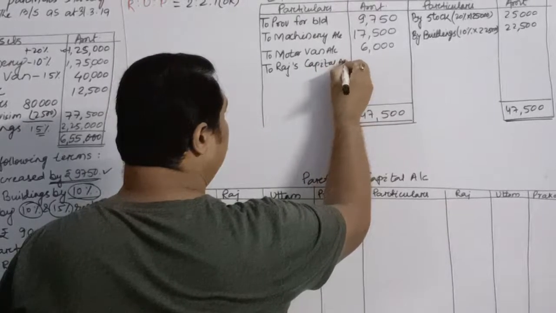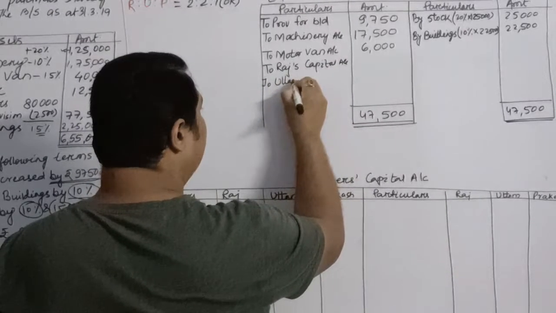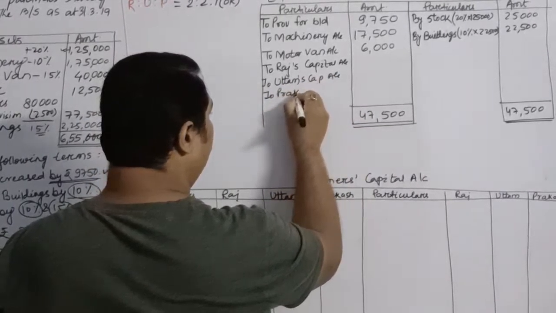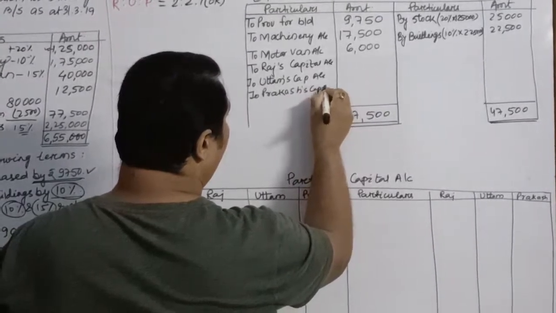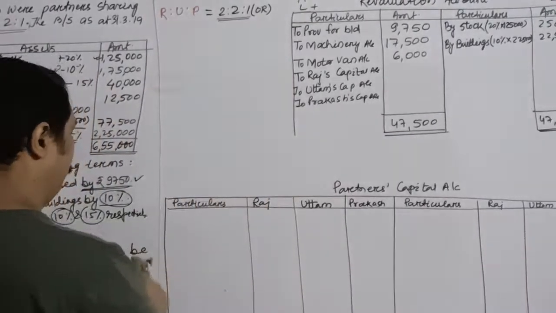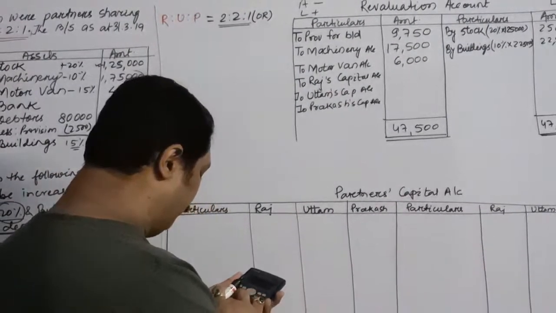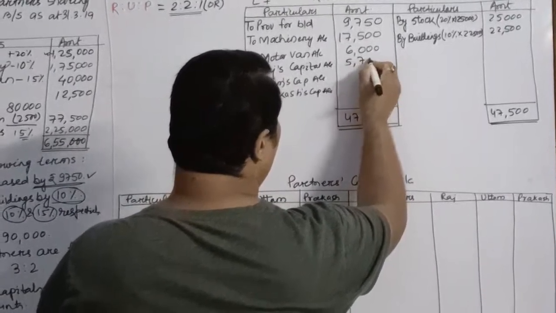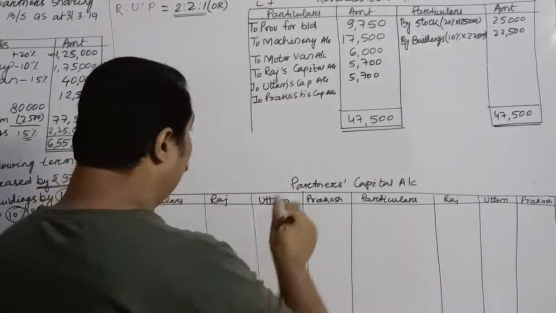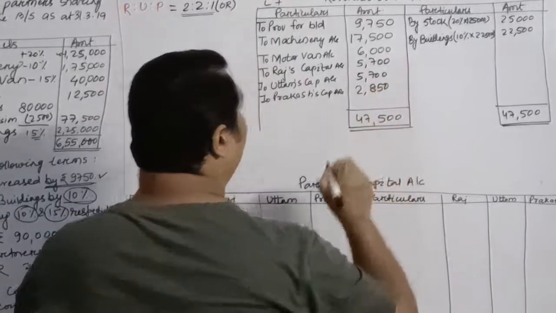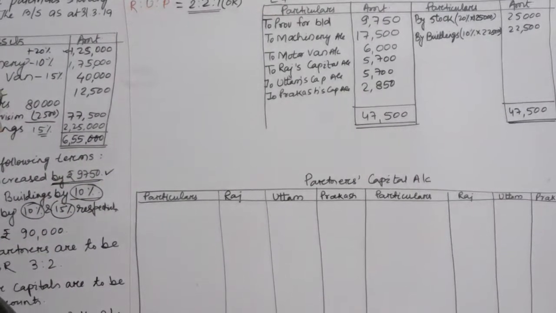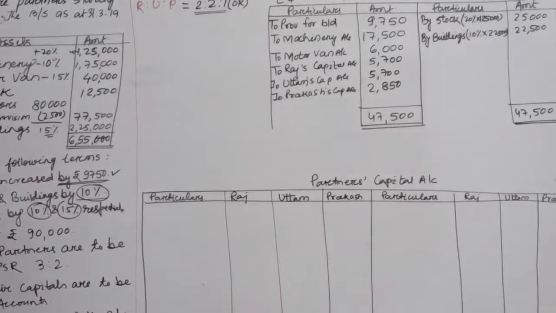Raj's capital account, Uttam's capital account, Prakash's capital account. So we'll distribute this 14,250 in the old ratio, which is 2:2:1. That means divided by 5 into 2. So 5,700 for Raj, 5,700 for Uttam, and 2,850 for Prakash. Now, this was the end of the revaluation account. We'll continue with the partners' capital now.